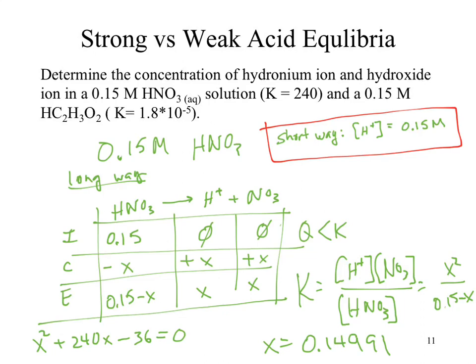So we don't have to solve an ice chart in this case because the definition of a strong anything means it completely dissociates into the ions. We can directly translate the concentration that we started with over into the concentration of our products. Okay? So that's one of the advantages of our strong acids. We can still go back to the basics and solve the long way, but we end up finding that we get the exact same answer.